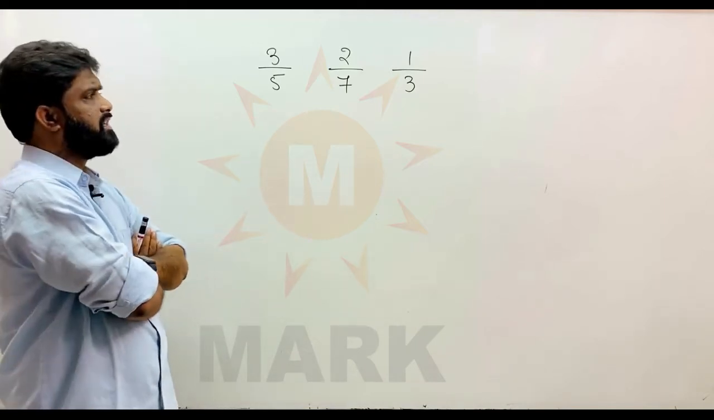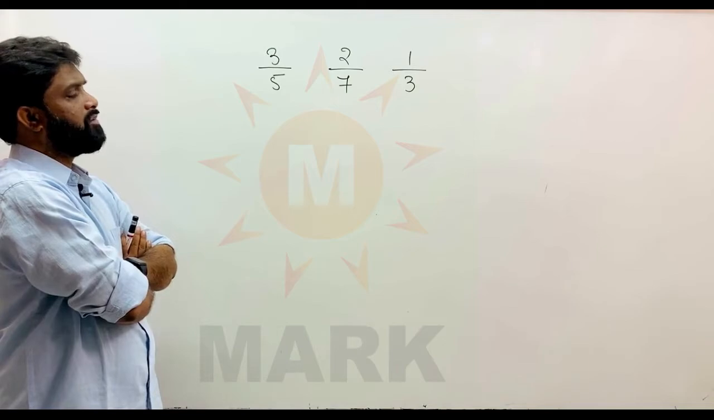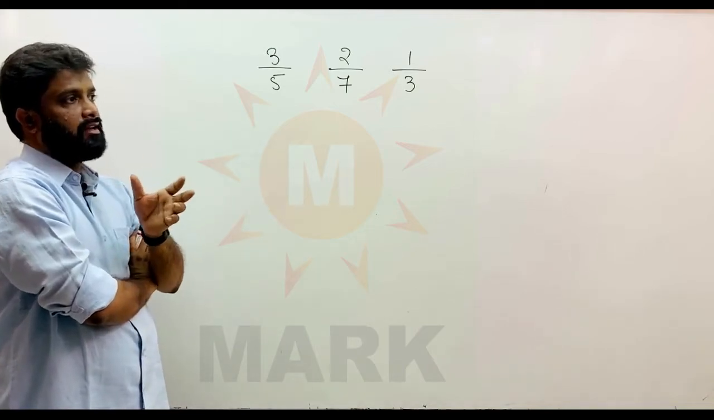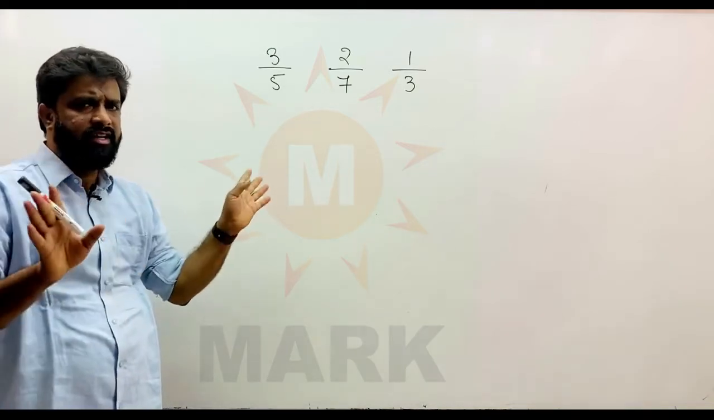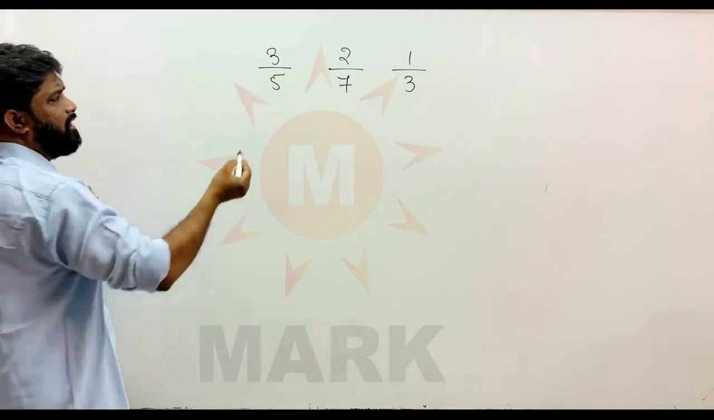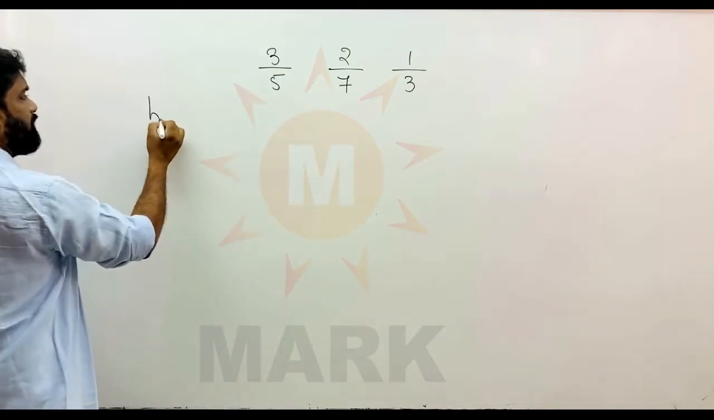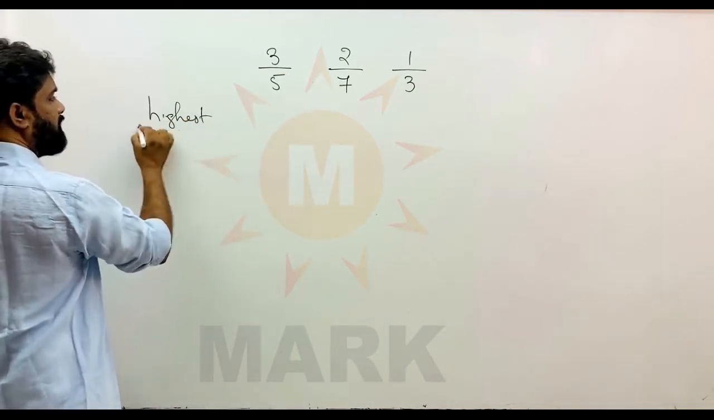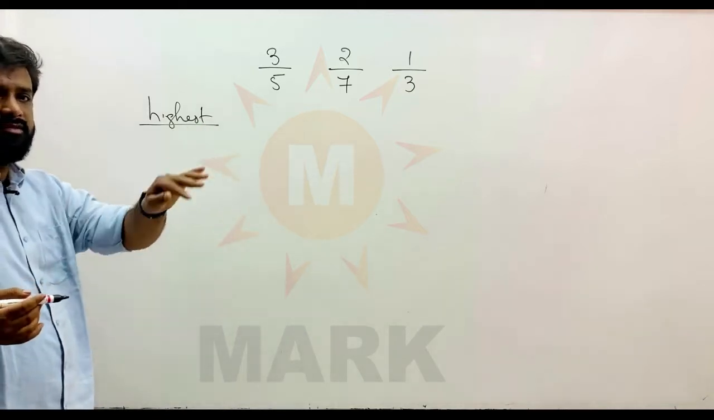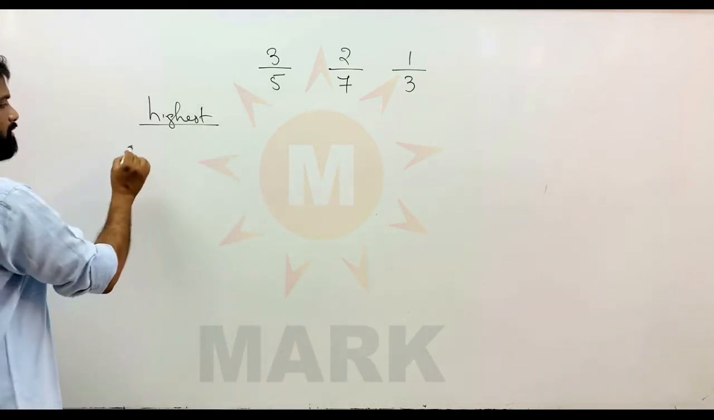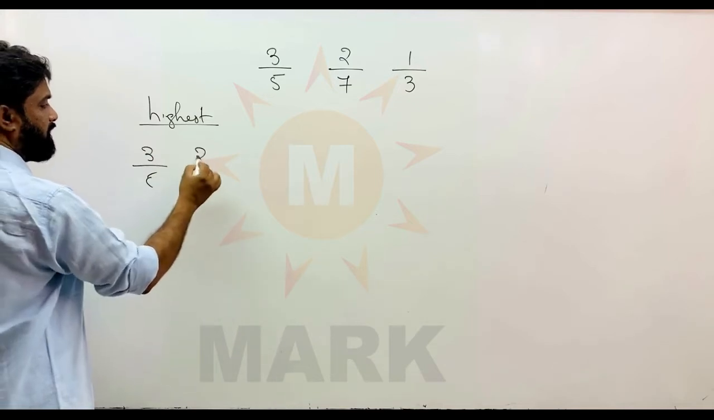Okay, my dear friends, there are 3 proper fractions. I think it should be very easy for you. 3 by 5, 2 by 7 and 1 by 3. So they are asking which fraction is of highest value. We know the technique. First we will take these 2. First I am finding the highest value. That means the least value you have to leave and the highest value you have to take.